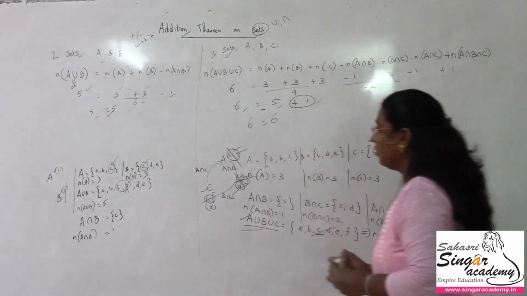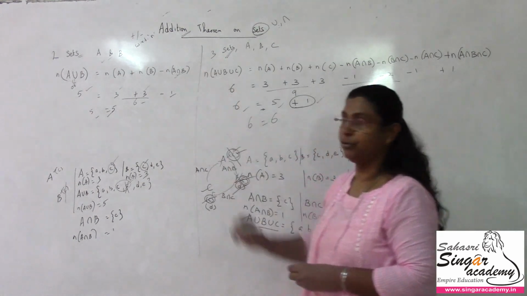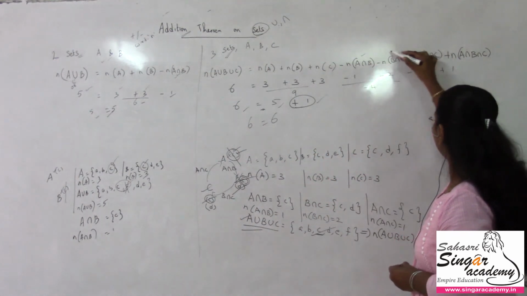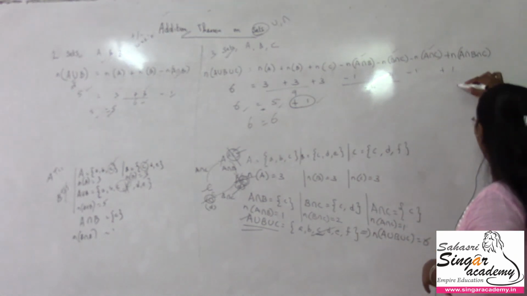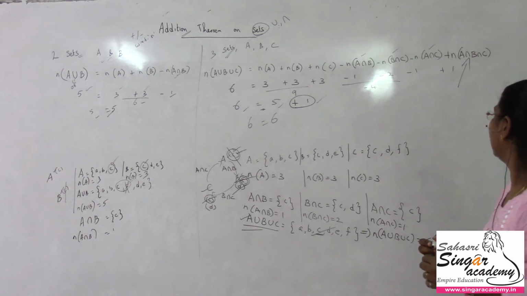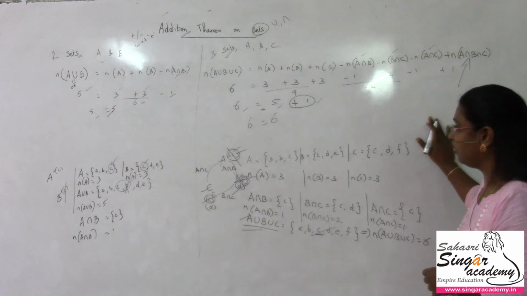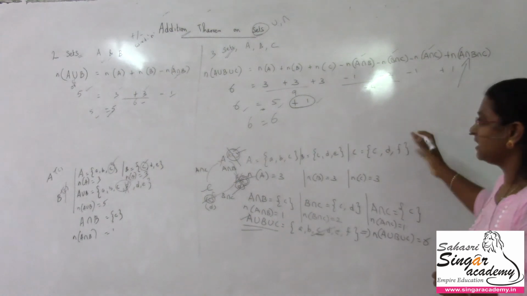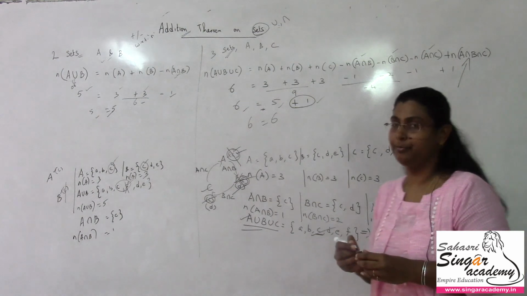If you understand the logic behind it, we subtract N of A intersection B, then pair by pair we subtract, that reduces the count, and then we add back the common element, A intersection B intersection C. We have to check and see this. So this has to be taken logically. In most cases, if we memorize the formula and also think logically, this will be helpful for your problems, right?